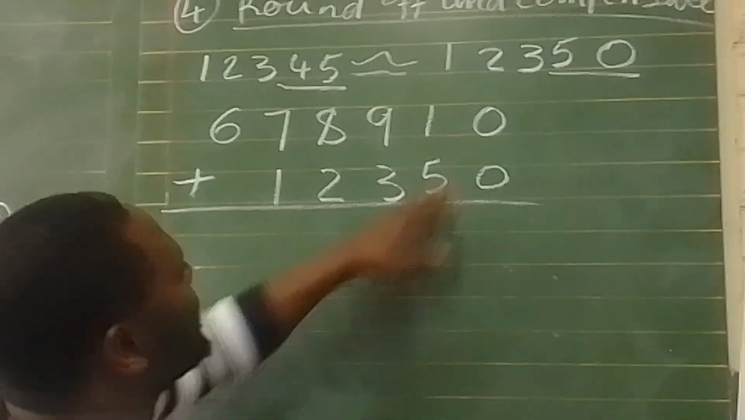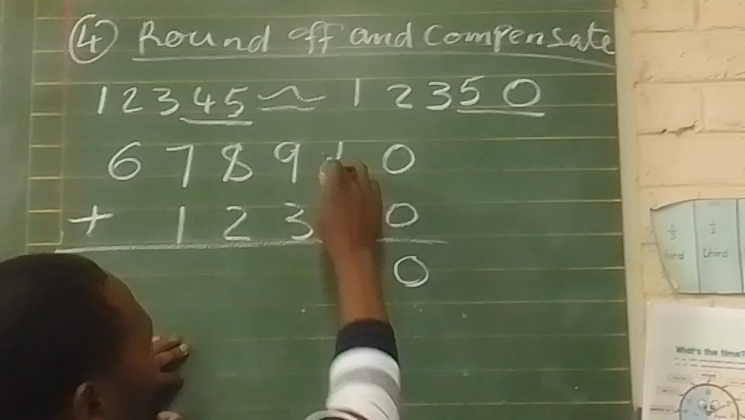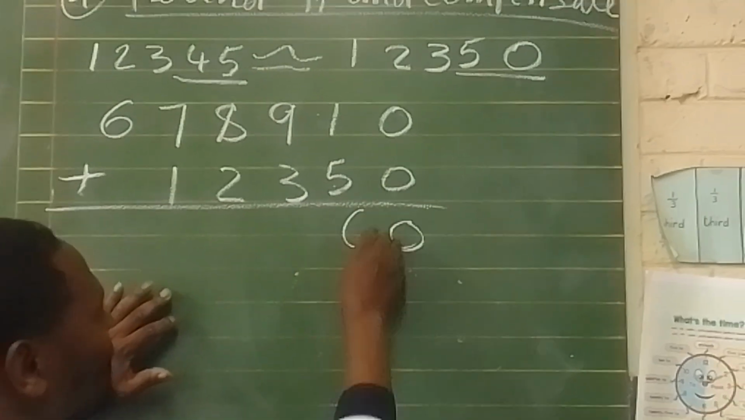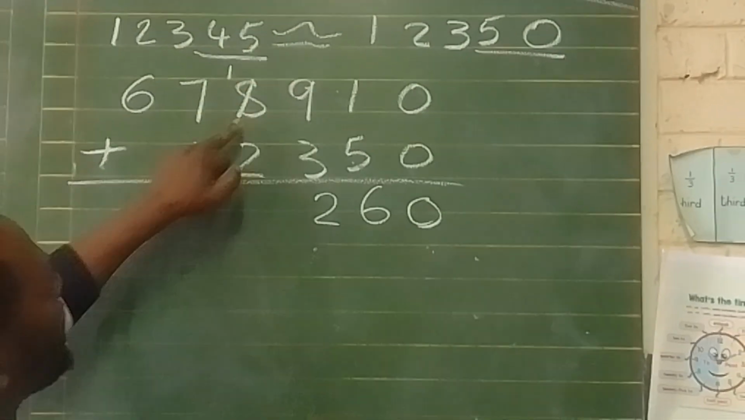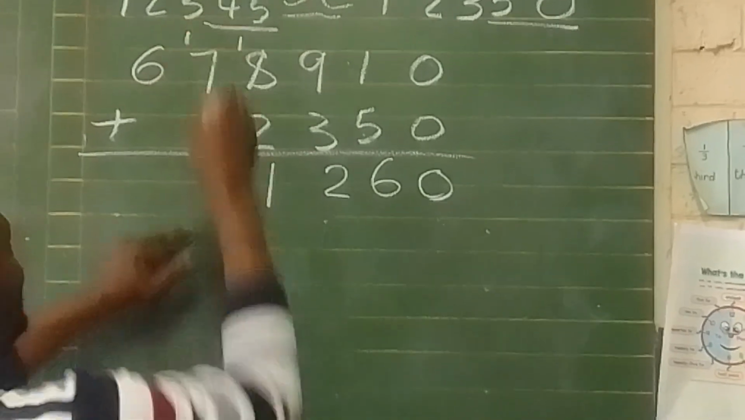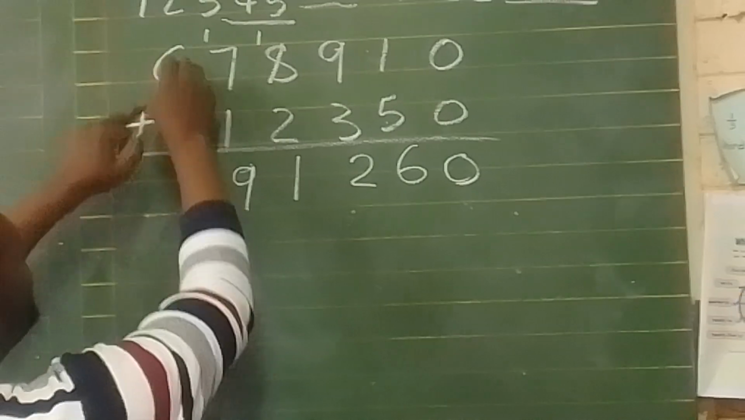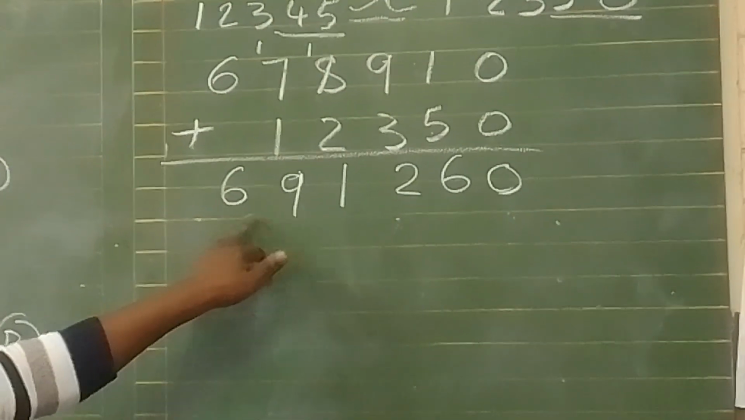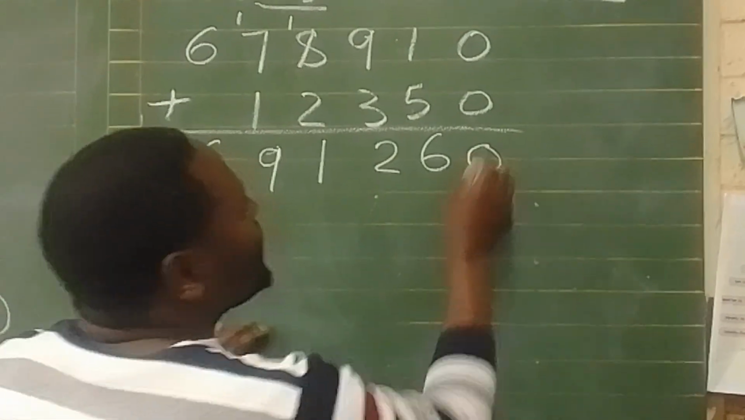Grade 6. Right, let's add. 0 and 0 is 0. 5 plus 1 is 6. 9 plus 3 is 12. Carry 1. 8 plus 2 is 10 plus 1, 11. Carry 1. 7 plus 1, 8 plus 1, 9. 6 plus 0 is 6. You see, we have 691,260. You see what we have done?